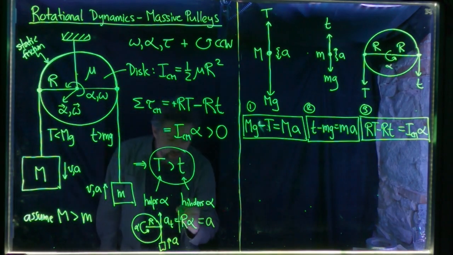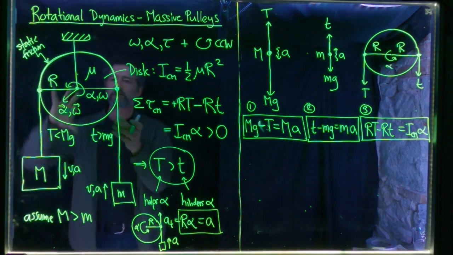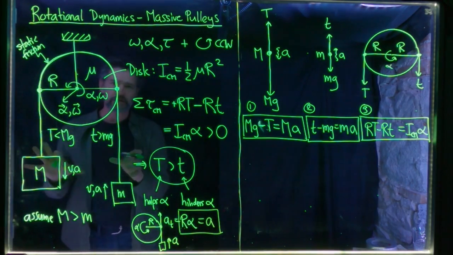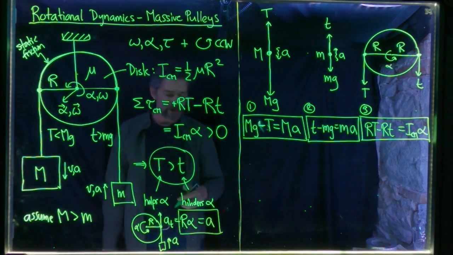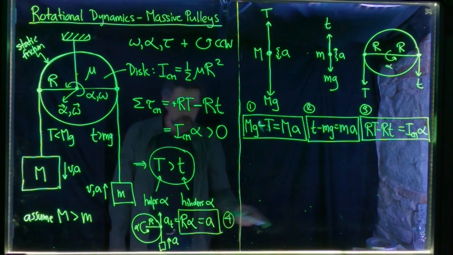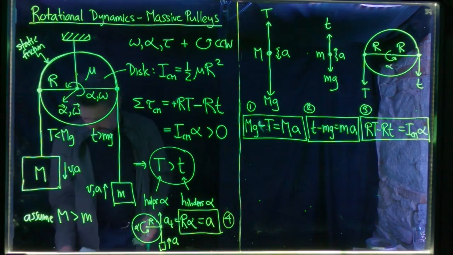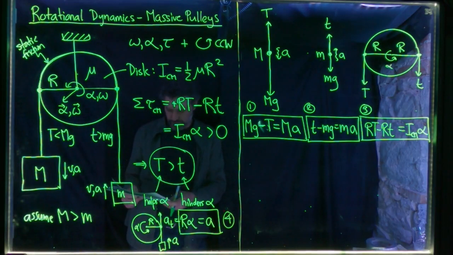So this is an important relationship. Whenever you have a situation with angular accelerations and linear accelerations, there are typically relationships between those things that you need to understand. We'll call this important equation number 4. Now we have 4 equations and 4 unknowns, and we just solve those.